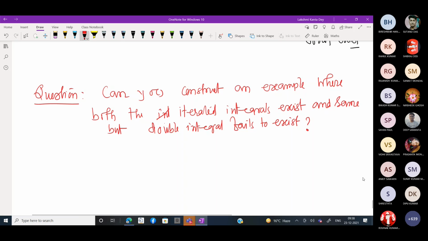Listen to me carefully now. And again, this is very surprising, but it is a fact that it may happen. There are some examples where we can expect that both the iterated integrals exist and they are the same, but still the double integral fails to exist. So this is quite surprising, but it may happen. I would like to give one example in this connection. Yes, it is possible.